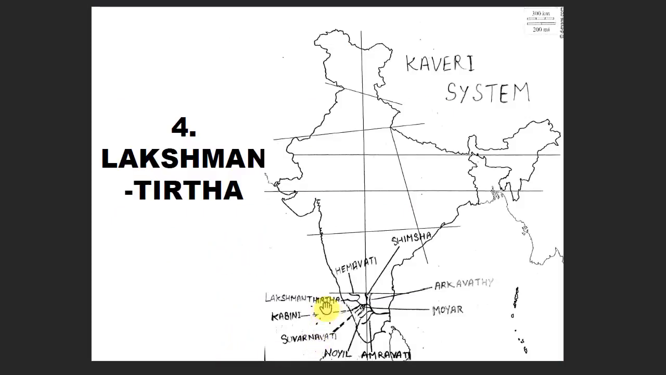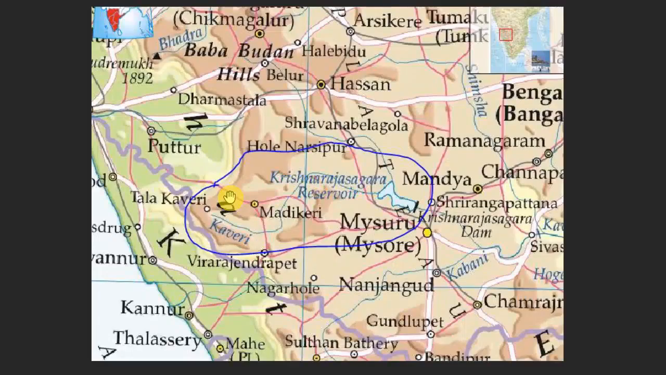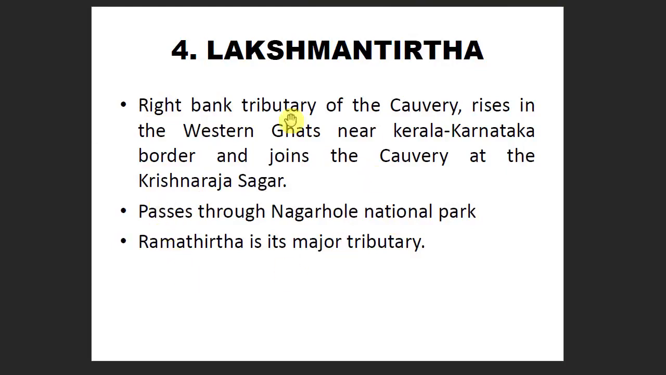The next river is the LakshmanTirtha river. Since that has been asked, many of you would be familiar with this river. Somewhere around this would be the location of LakshmanTirtha river. So it's a right bank tributary originating near the Kerala-Karnataka border and joining the river at Krishna Raja Sagara. It passes through the Nagarhole National Park, it is important.